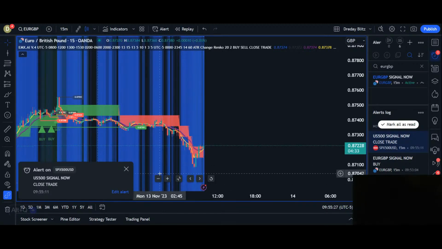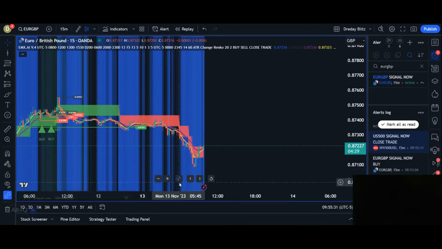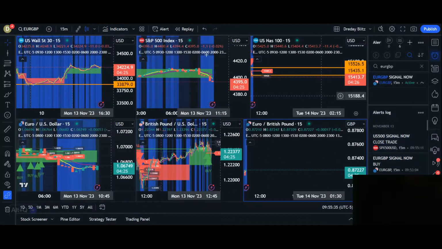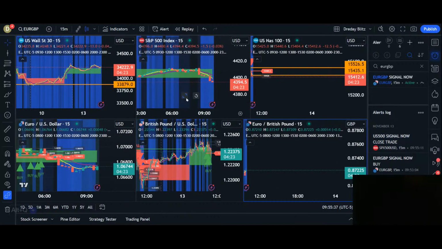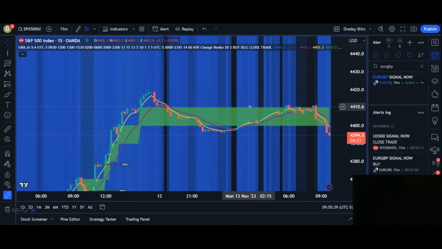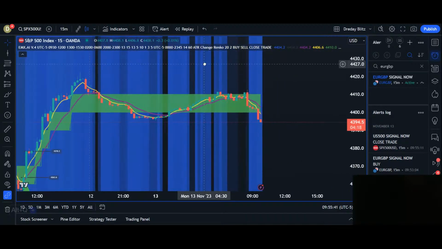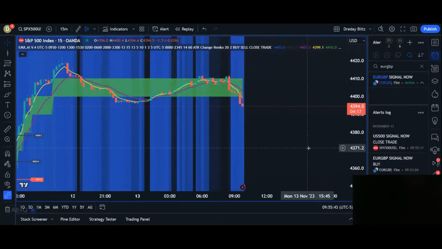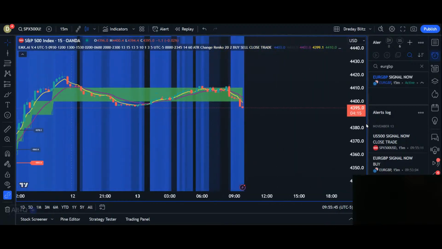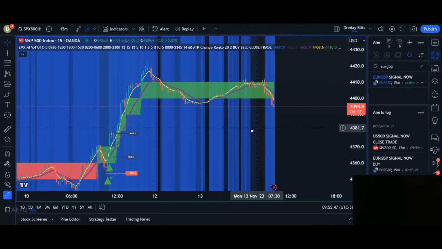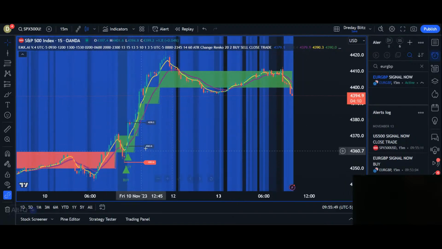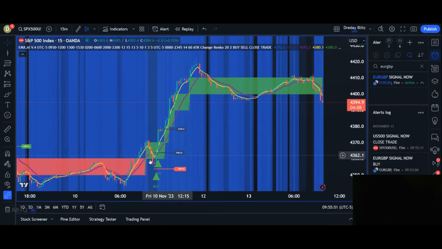So let's look at the US 30 trade that came in. So US 30, let's look at it, it's SPX 500. Sorry about that, guys. Same principle here. We had a switch in the Renko bar. So we were in the buy. So that's exactly what I was explaining to you guys.